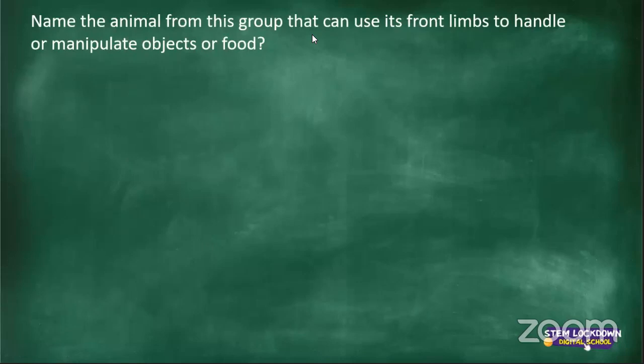Name the animal from this group that can use its front limbs to handle or manipulate objects or food. If you think back on that picture, and I said earlier as well, there's an animal that can use its front limbs, like his hands, to hold food. Which animal was that? Good, guys, it was indeed a mouse. Very good.